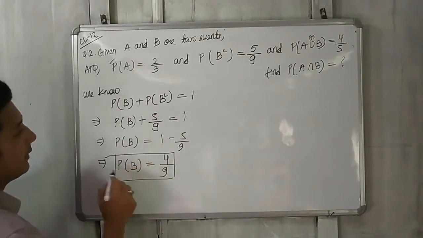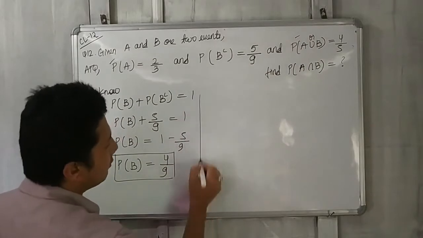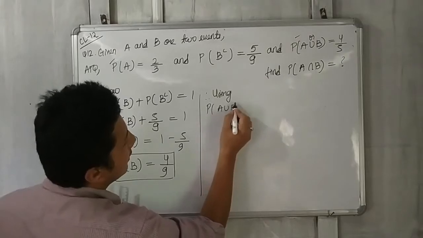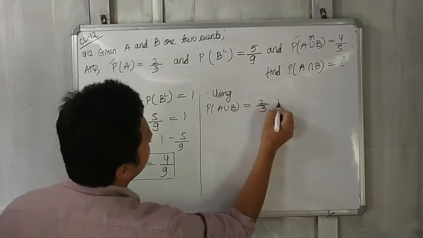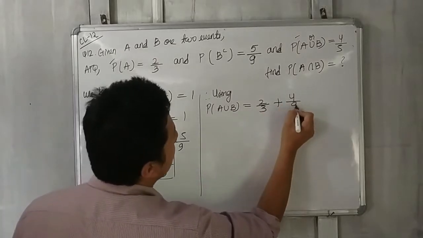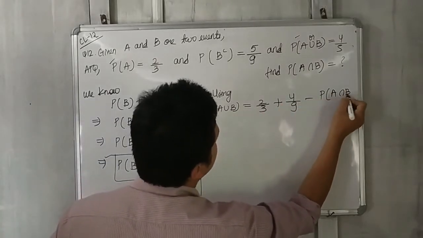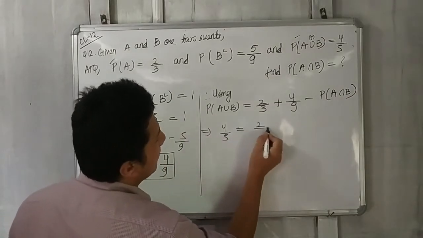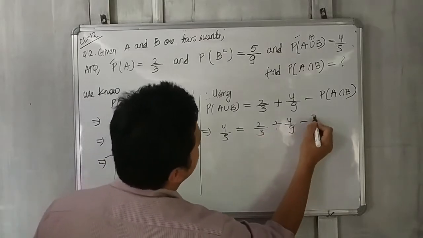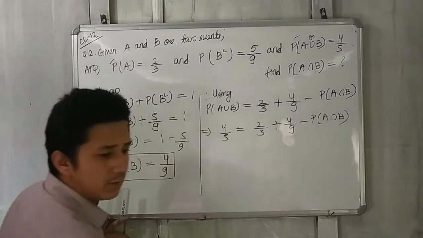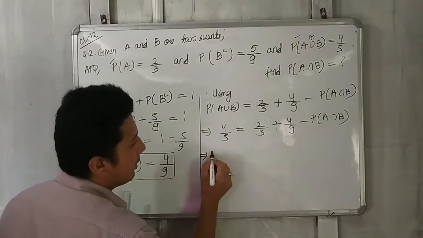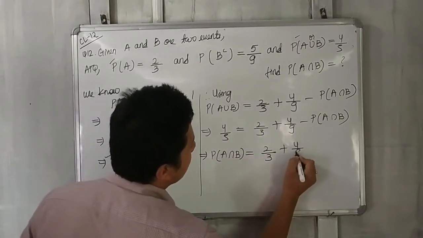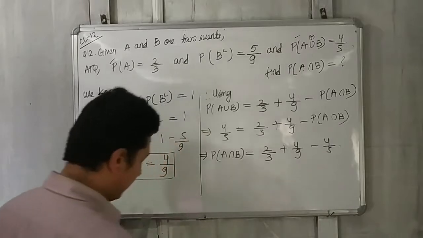I know the value for P of A. I know the value for union. Therefore using probability of A union B is equal to P of A, that is 2 by 3, plus P of B, that is 4 by 9, minus probability of A intersection B. Now what is the value for union? 4 by 5 is equal to 2 by 3 plus 4 by 9 minus P of A intersection B. So let's bring this A intersection B to the left hand side. It will be probability of A intersection B equals 2 by 3 plus 4 by 9 minus 4 by 5. Let us take the LCM.